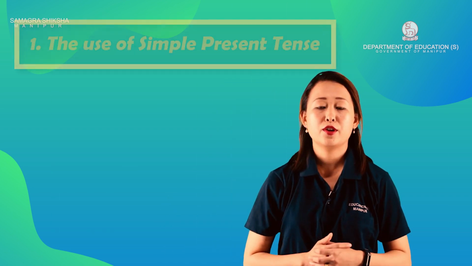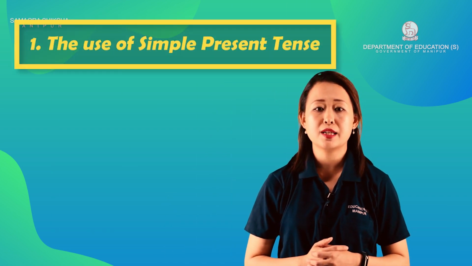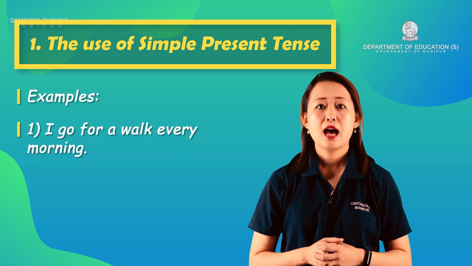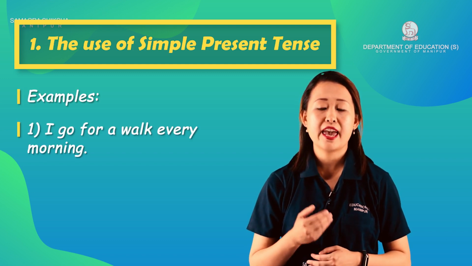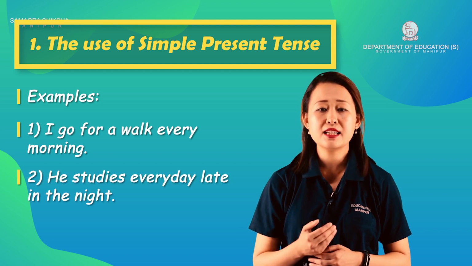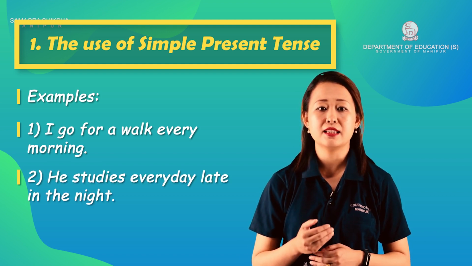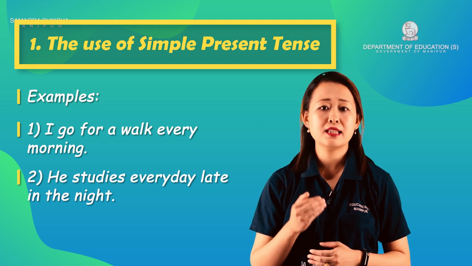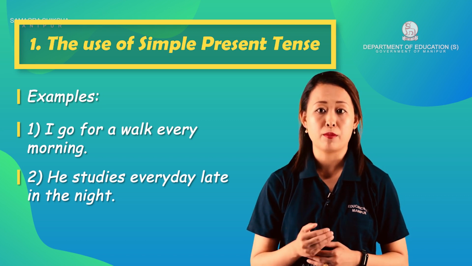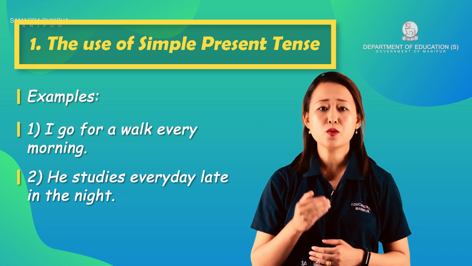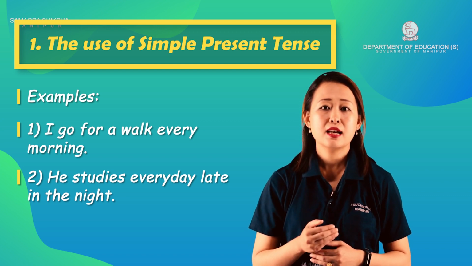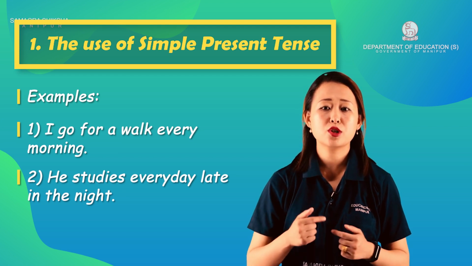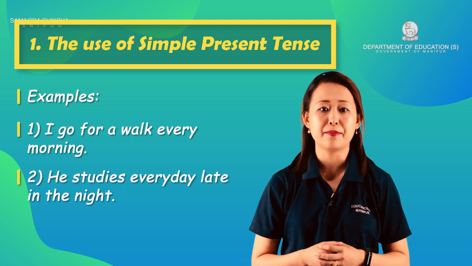Number 1, the use of the simple present tense. First, I will give you 2 examples. I go for a walk every day. He studies every day late in the night. We see the verbs go and studies in the base form. Now here, in the 2 sentences, we see that the simple present tense is used to express an action which is repeated and becomes a habit.